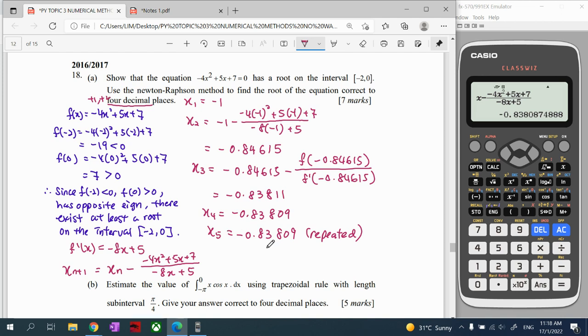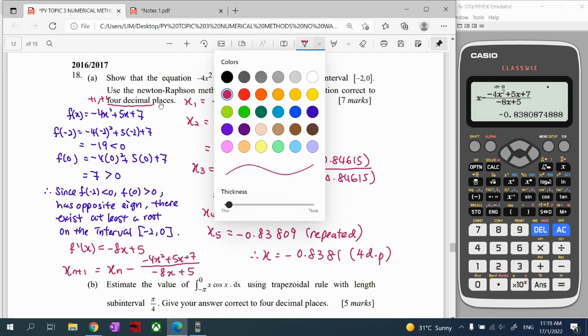So from here, our final answer will be x equals to, what is the final answer rounding off? 4 decimal. Okay, so this is the 4 decimal requested by the question.